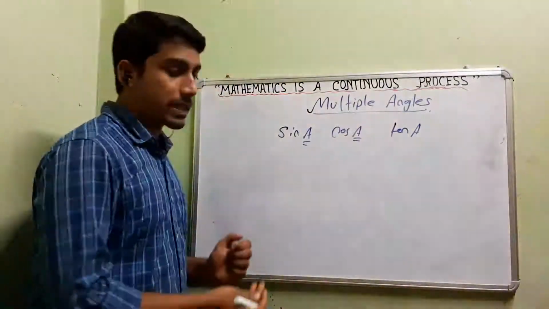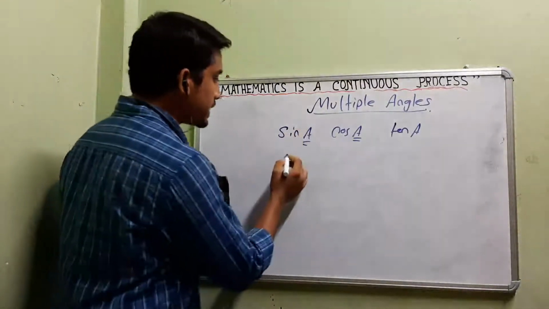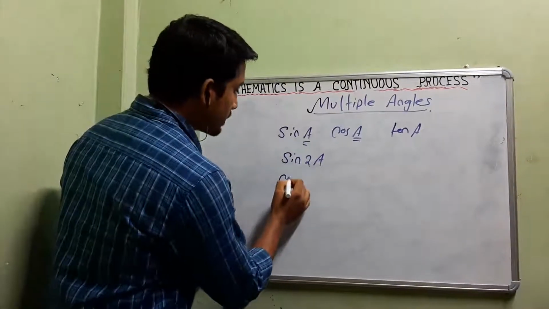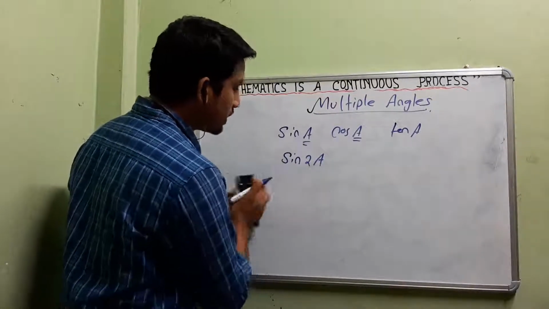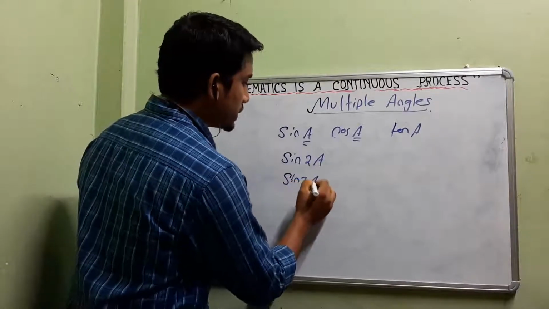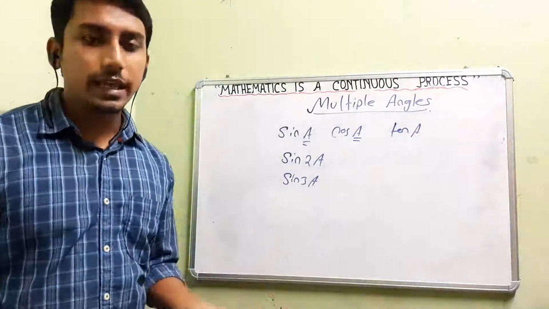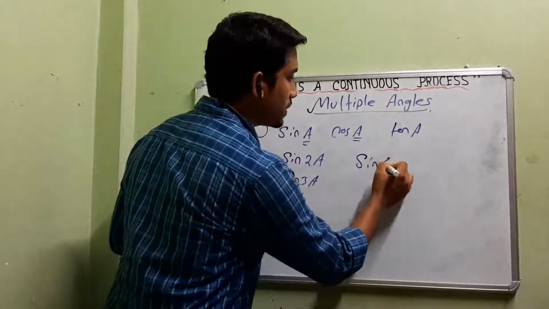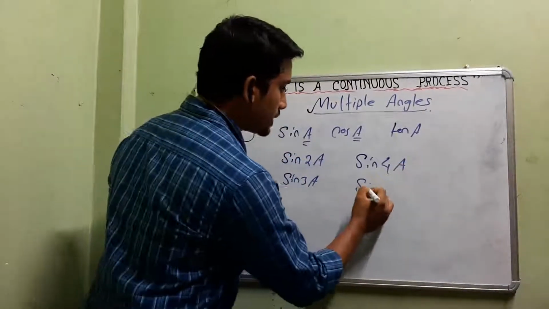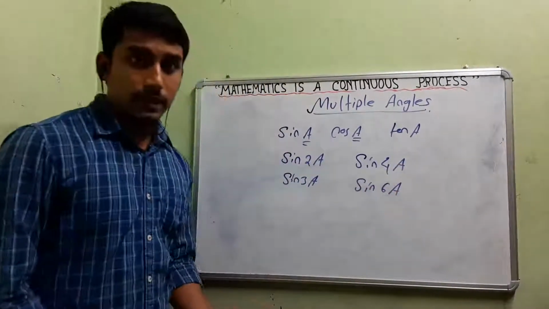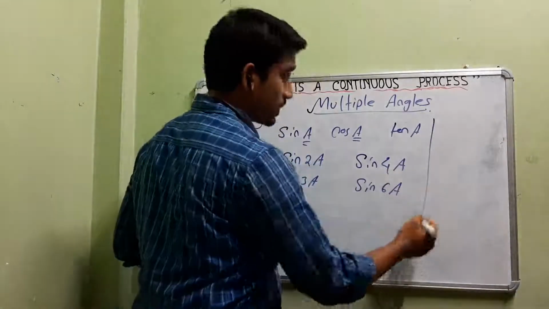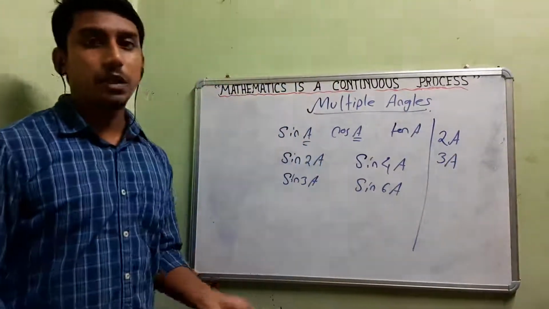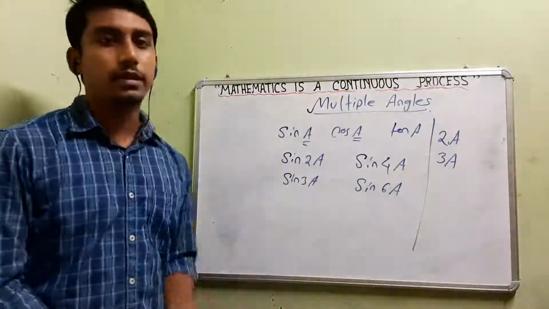But there are some specific angles. If this A is multiplied by 2, it will be sine 2A. If this A is multiplied by 3, it will be sine 3A, isn't it? It may be sine 4A also, it may be sine 6A also. So the angles which are multiples of 2A and 3A, that we'll discuss in this topic.